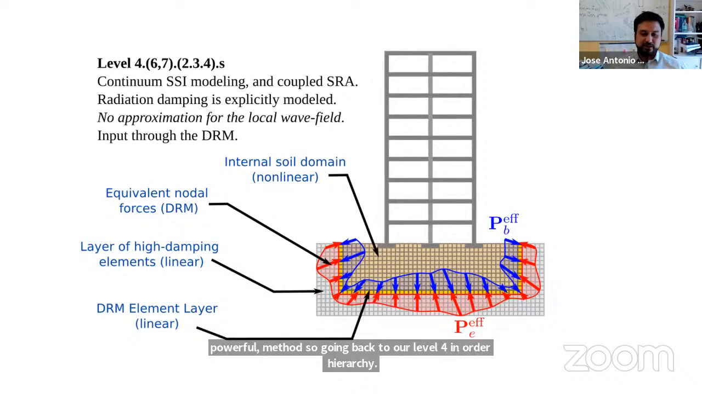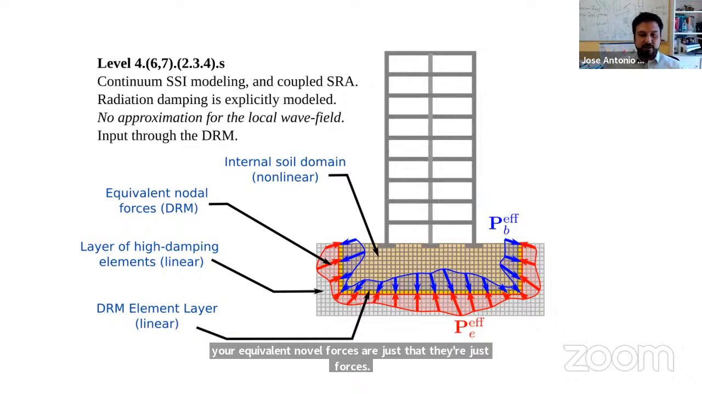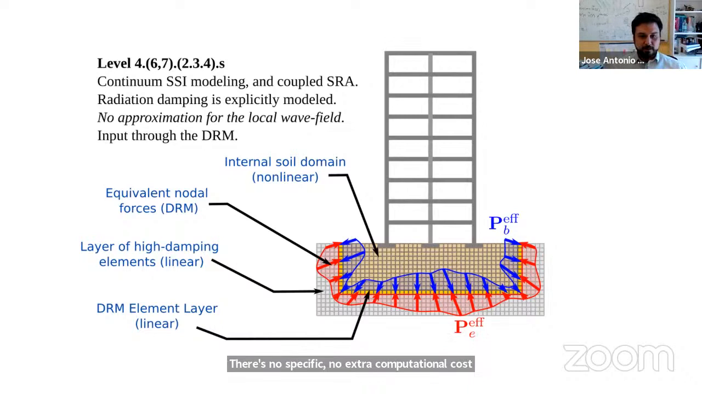So going back to our level 4 in our hierarchy, basically you're inputting a fully 3D wave field as a series of forces along this one element thick boundary around your soil domain. And then whatever propagates outside of this domain is this W field. So it's that residual field that you were not considering before. Right, your interior domain can be nonlinear if you want. Your equivalent nodal forces are just that. They're just forces in time. So there's no real overhead into using DRM. There's no extra computational cost. It's just some forces. And you can use the exterior domain to add damping and to model radiation damping.